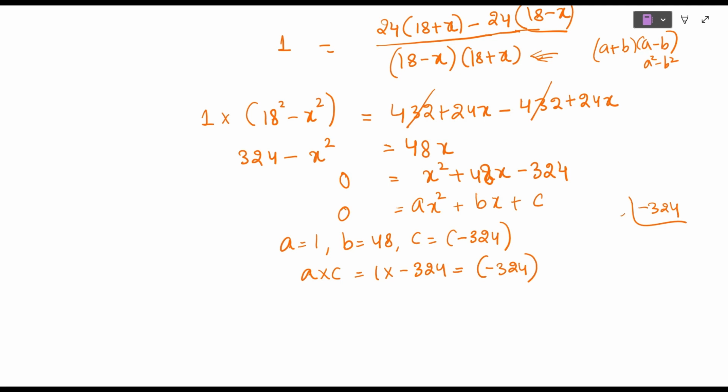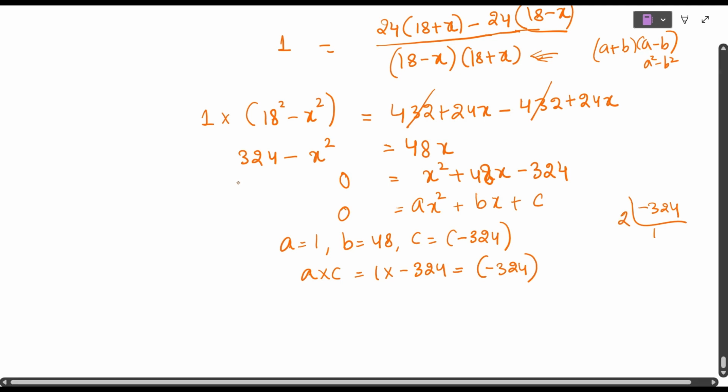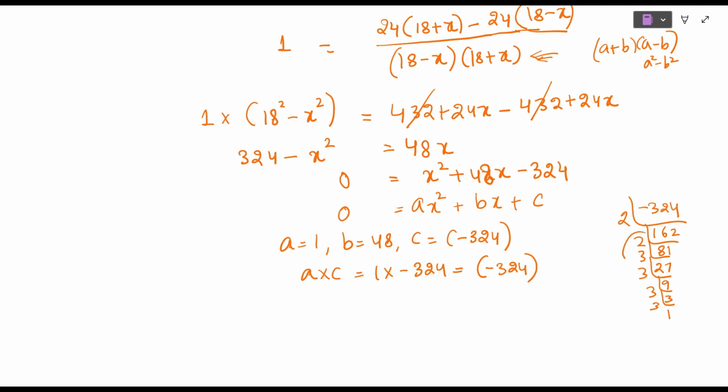So 2 ones are 2, remainder 1. 12 twos are 12, 2 2s. So do prime factorization. 3 3s are 9 and 3 1s are 3. Okay. So now you can take 2 and 3 and remaining.